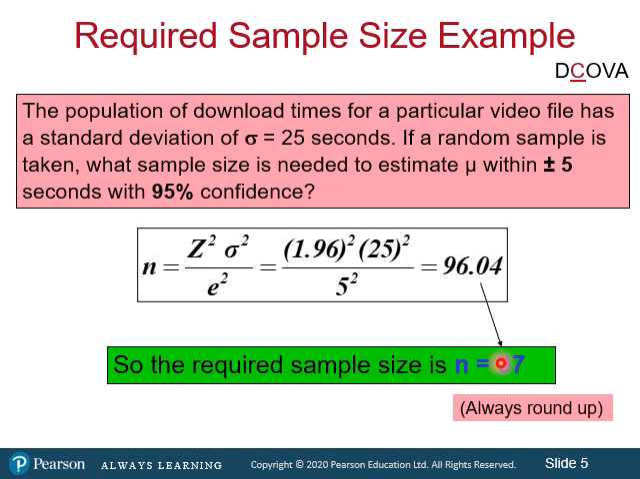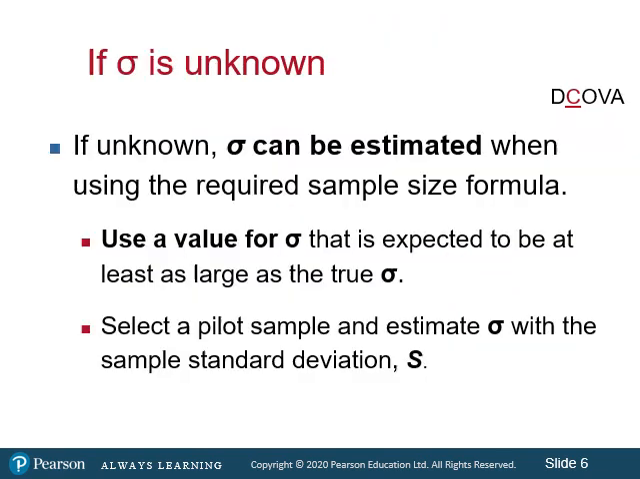So the required sample size cannot be smaller than this. So it will be slightly higher. So n will be 97. Always round up to the next number. If sigma is unknown, the sigma can be estimated when using the required sample size formula. Use a value for sigma that is expected to be at least as large as the true sigma value, or select a pilot sample and estimate the sigma with the sample standard deviation.